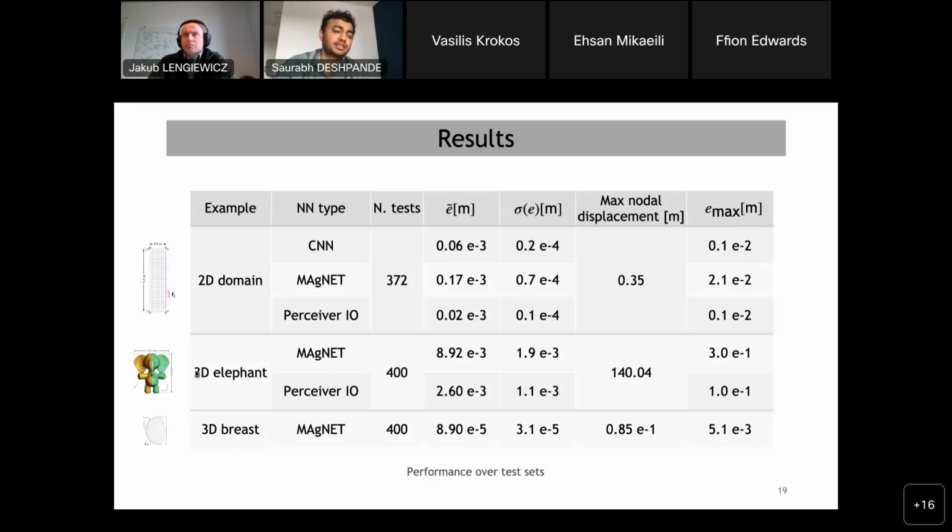And this is another toy example, the elephant example, for which the maximum nodal displacement is 140 meters, and you can see that we have quite low mean as well as maximum errors of prediction. And for the breast example, we have a similar result. For this, I only implemented MagNet, which was part of another paper. But the moral is that all the networks are able to do a good prediction on the entire test set.